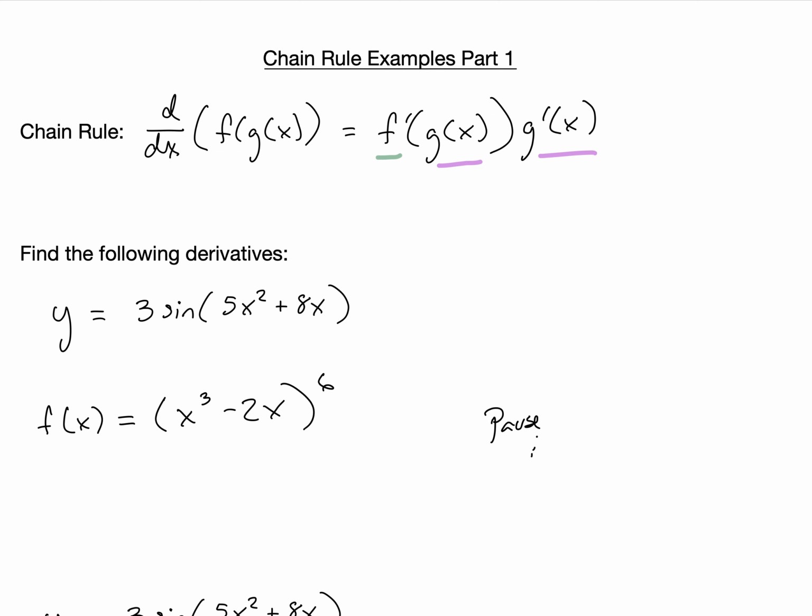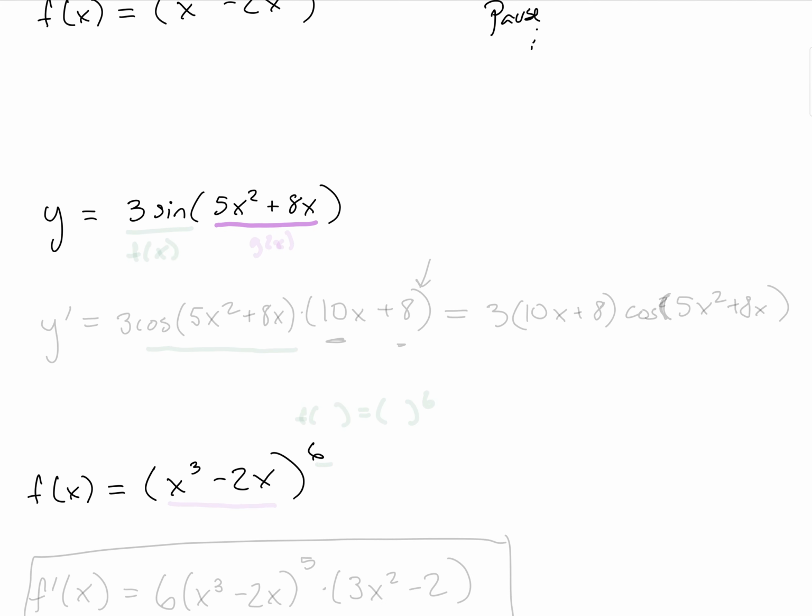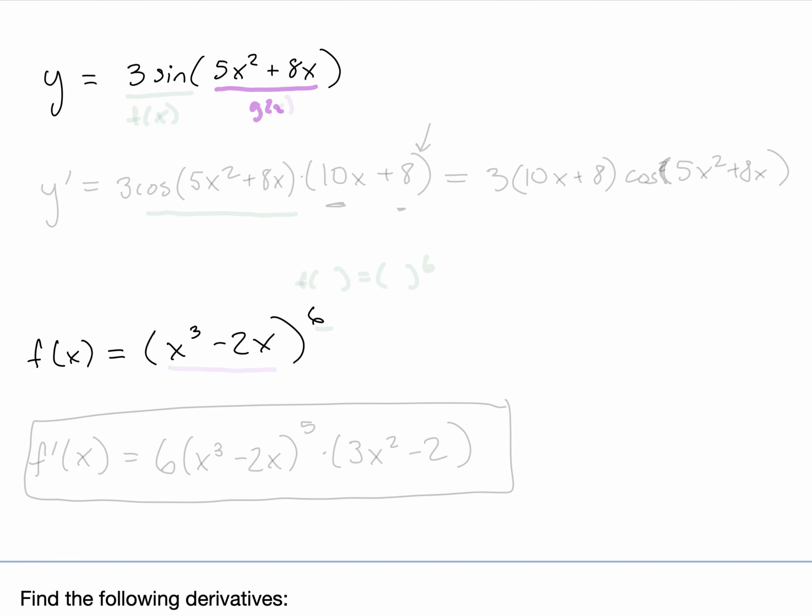Okay, so 3 times sine of 5x squared plus 8x. So 5x squared plus 8x is our inside function. That's our g of x. And 3 sine of x is our outside function. This is our f of x. So let's now take the derivative using the chain rule.